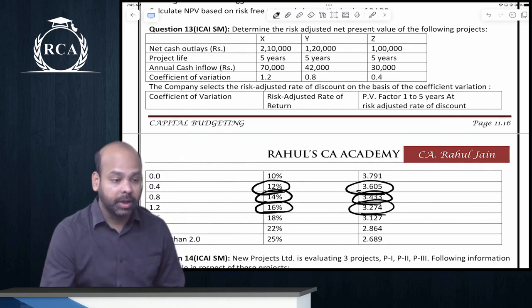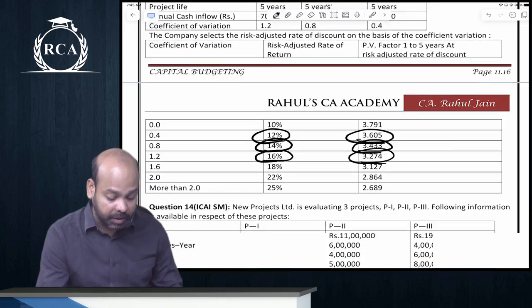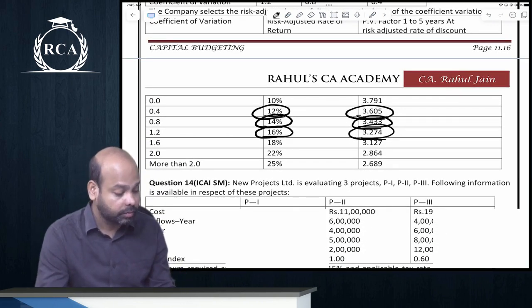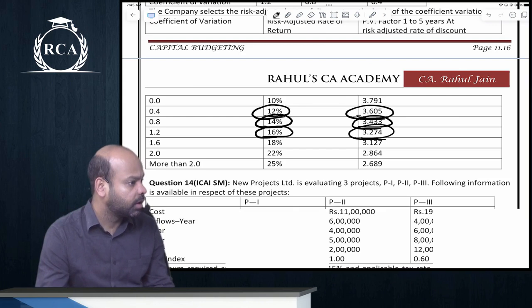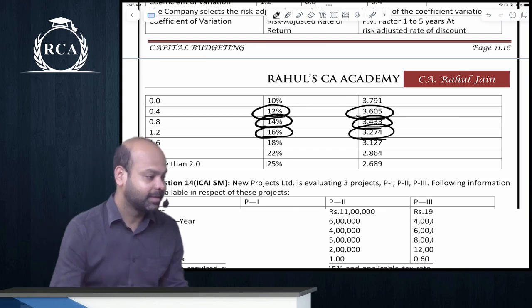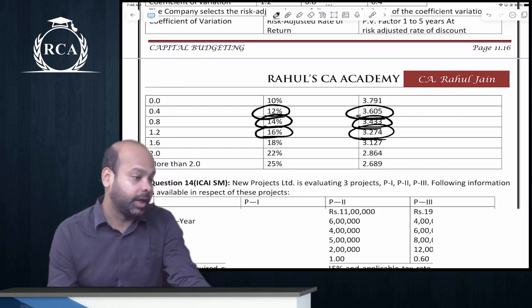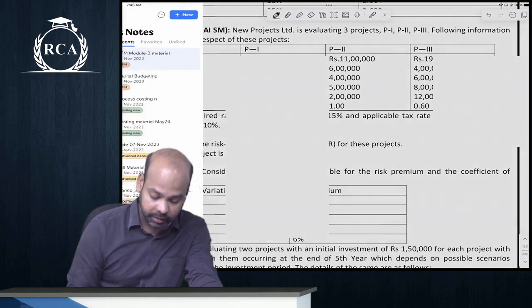We will have to pick up these discounting rates, guys. Corresponding PVAFs are also given in the question. You just have to multiply, guys, and get the answer. Done. You know what are your discounting rates, guys? You know what are your PVAF? Simply multiply the cash flows, beta, and get the answer.